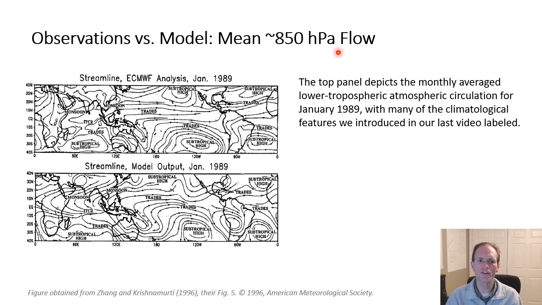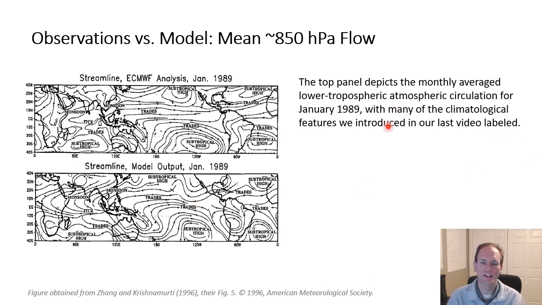So we're going to start at 850 hectopascals, so close to the surface. And we have an analysis here in the top. So this is a metric of what actually occurred in January 1989. And then here we have the model output on the bottom. So this is what diabatic heating within the simplified atmospheric model would result.